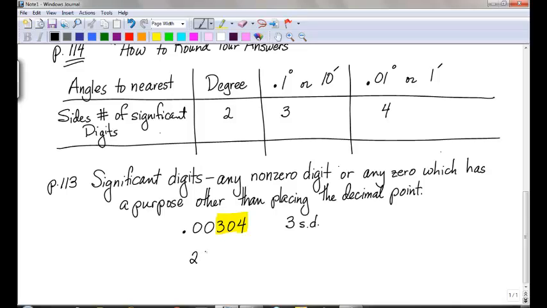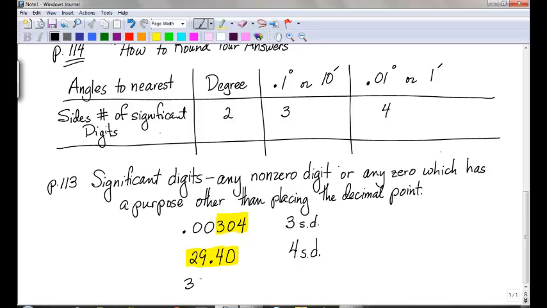Okay, if I had like 29.40, any non-zero is significant. This is significant. This is. Do I need this 0 for the decimal point? No. That means it has a purpose. That means there was something over here in the rounding, that one is important. It has a significance other than placing the decimal point, because I don't need it to place the decimal point. So that one counts.